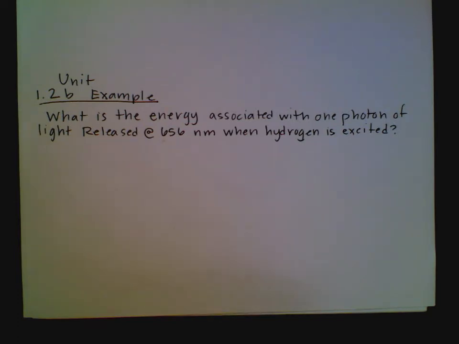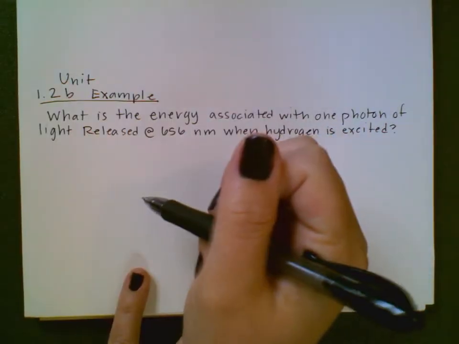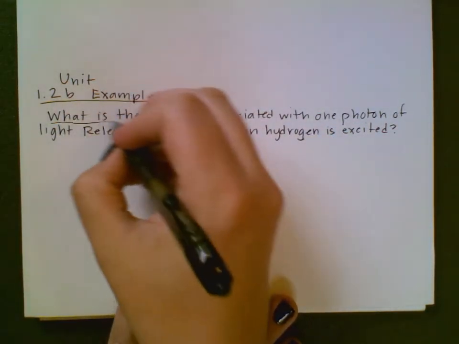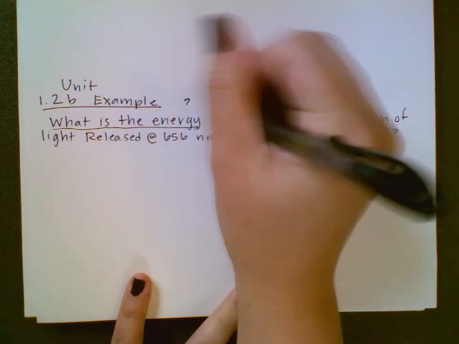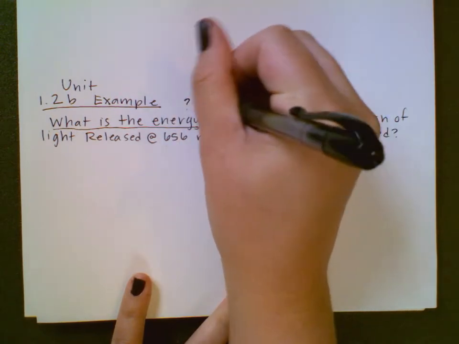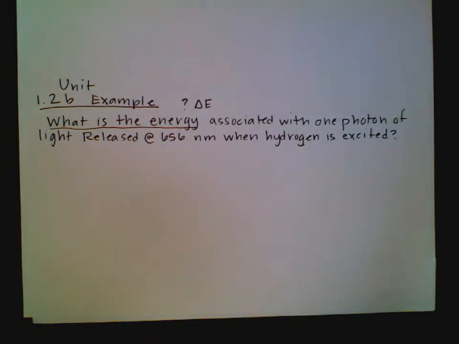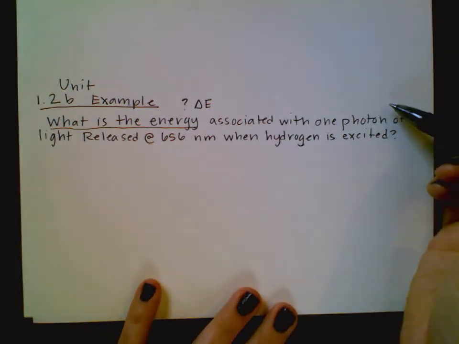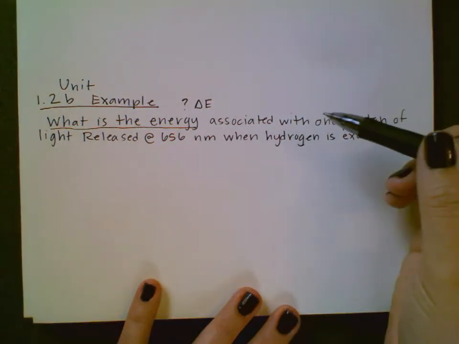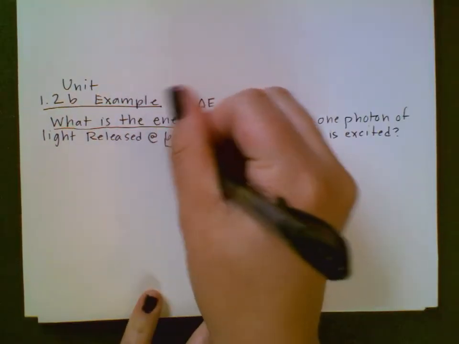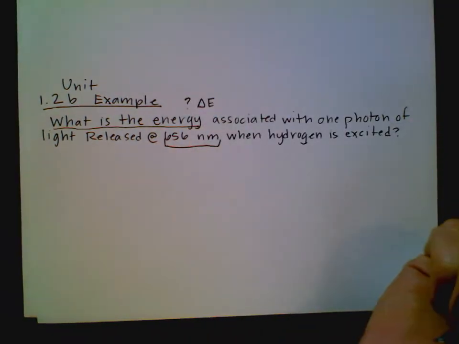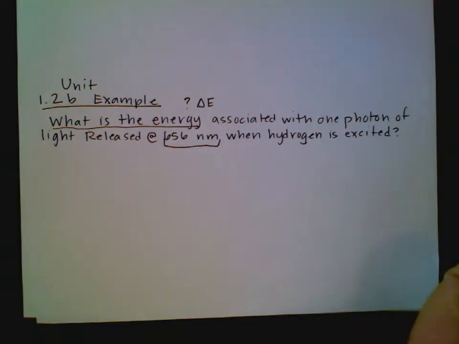Remember, the most important part with all of our problems is that we need to read the information that the problem is telling us. It says, what is the energy? So that is what we are solving for. We are going to be looking for E, or our energy. And it says associated with one photon of light released at 656 nanometers when hydrogen is excited. So we have a wavelength here because it's in nanometers, and we know we need to solve for the energy.